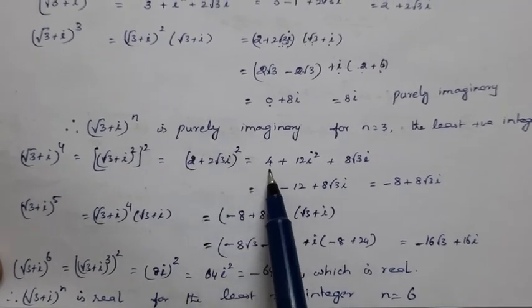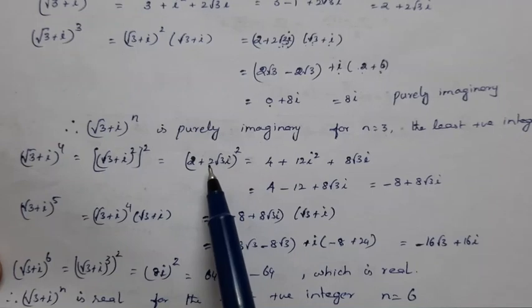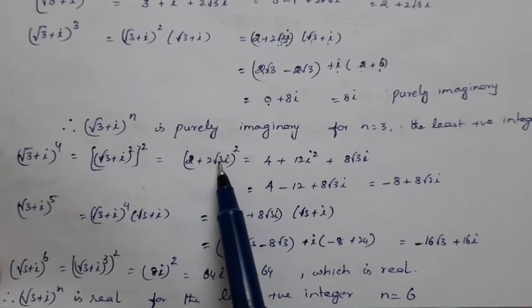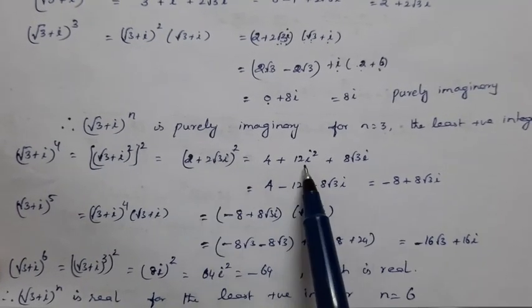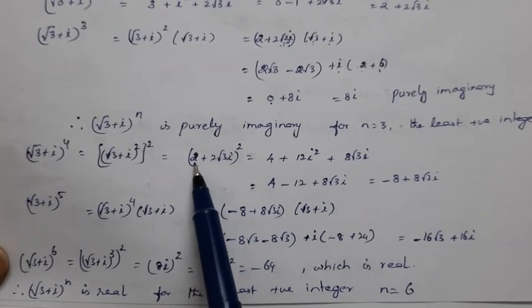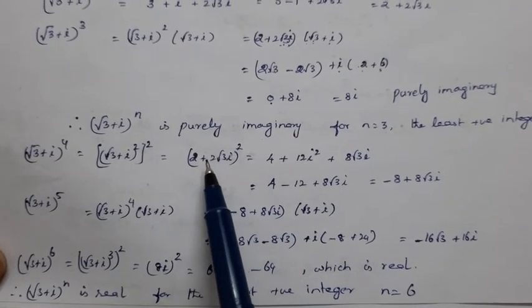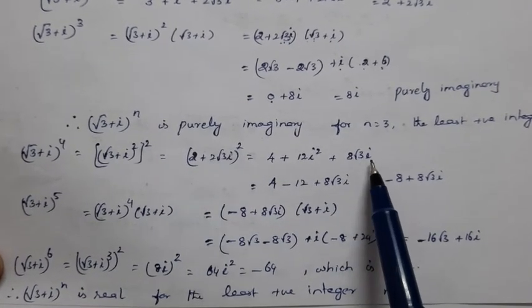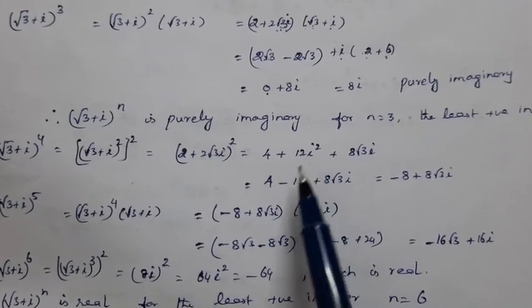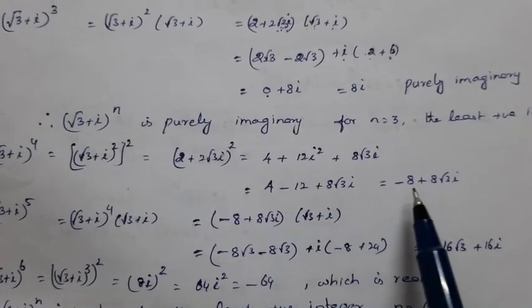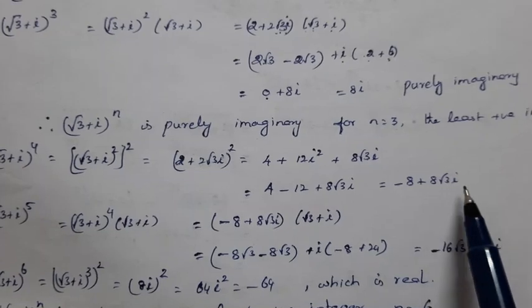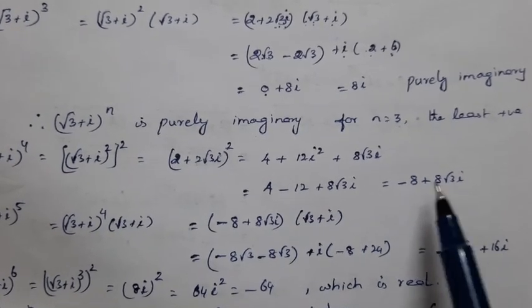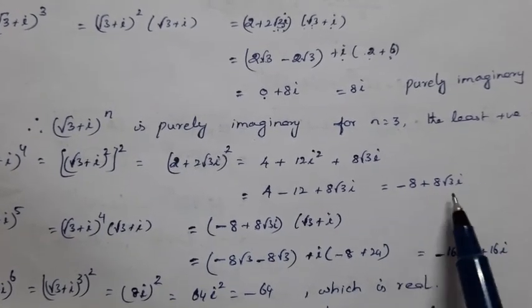2 squared is 4. Then the square of this one is 4 into √3 squared which is 3, and i squared, that is 3 4s, 12 i squared, plus 2 into a into b, 2 into 2 into 2√3, that is 8√3 i. 12 i squared is minus 12. So 4 minus 12 plus 8√3 i, or minus 8 plus 8√3 i. So this is not a real number or purely imaginary. This is in the standard form.